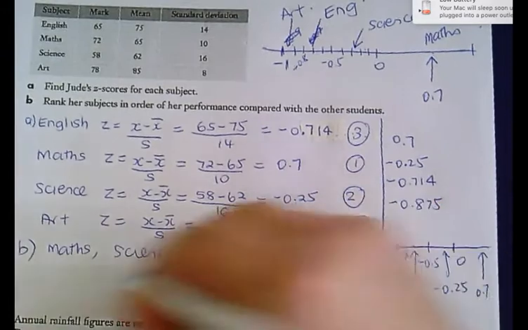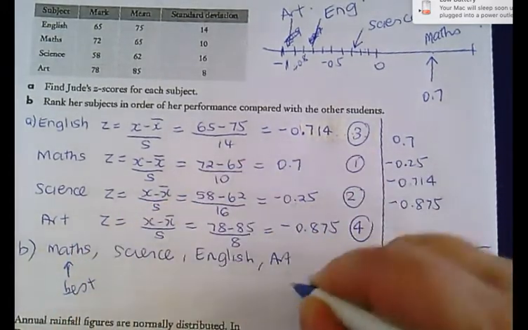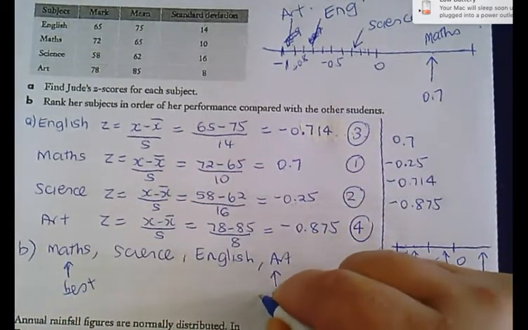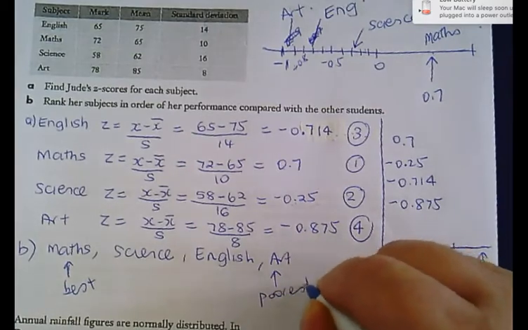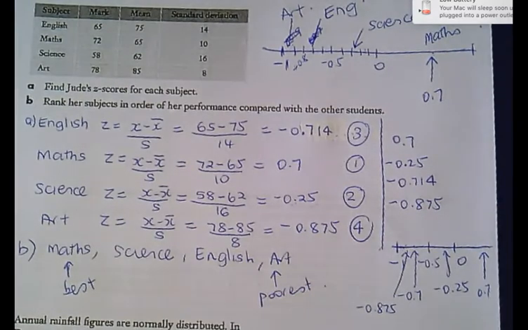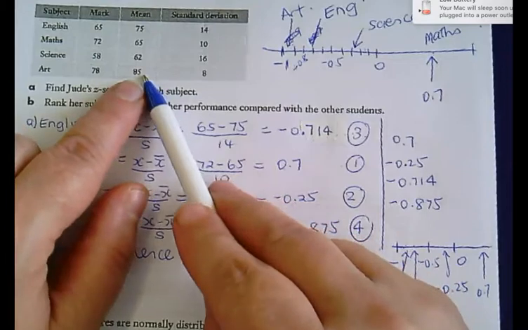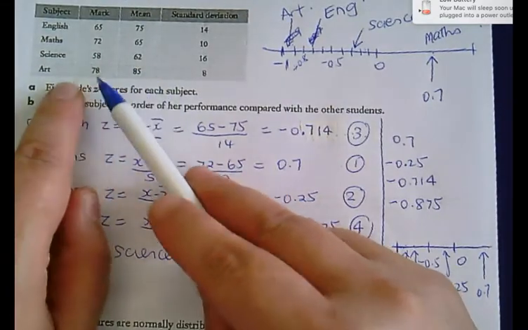And you know what I would do? I'd put that this is the best performance and that is the poorest performance. Yes, that's right. But look at the average. People did really well in this test, but she still did better.